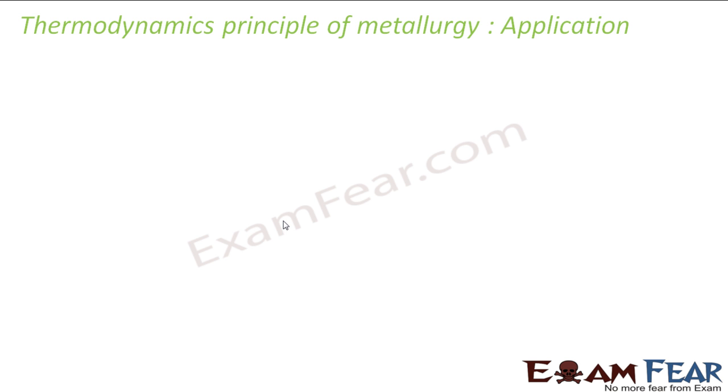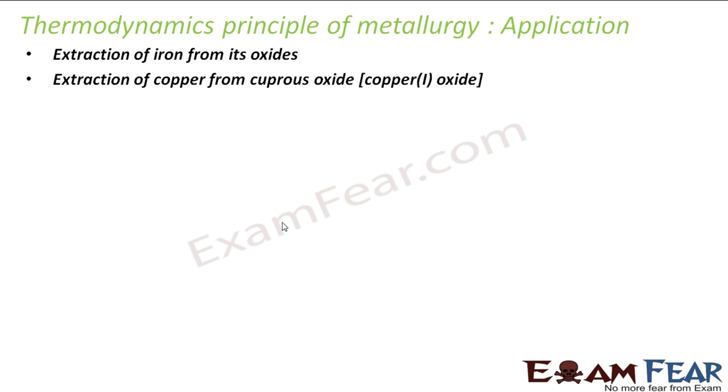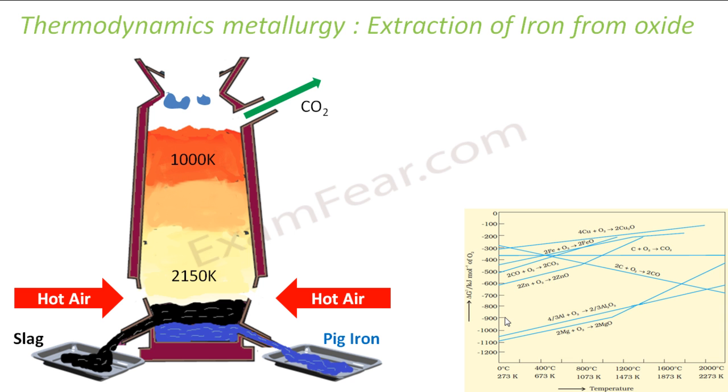Now let's see some applications of the thermodynamics principle of metallurgy. There are three applications which we'll study in this chapter. The first one is the extraction of iron from its oxides. The next one is extraction of copper from its cuprous oxide. And the third is extraction of zinc from its oxides. Let's talk about the first one, that is extraction of iron from its oxide.